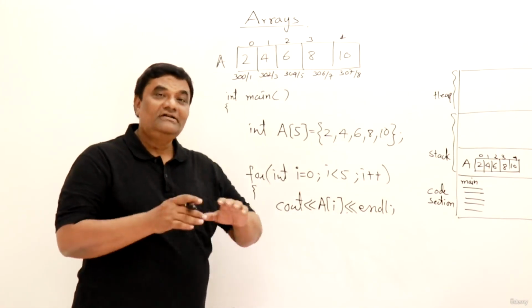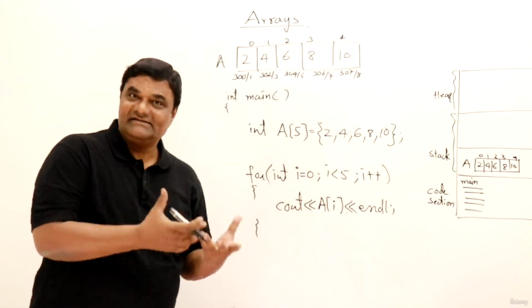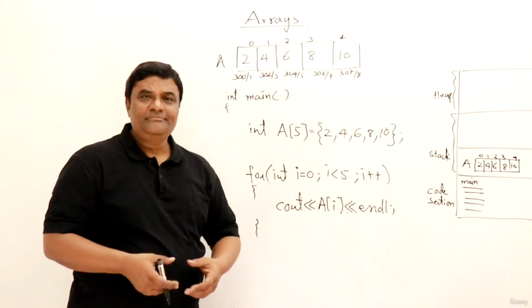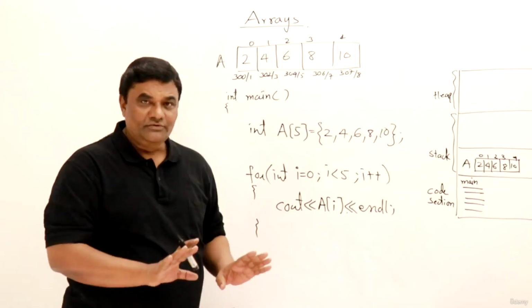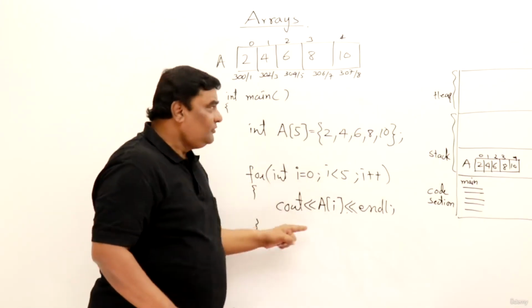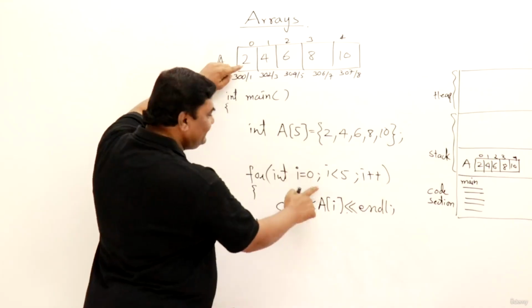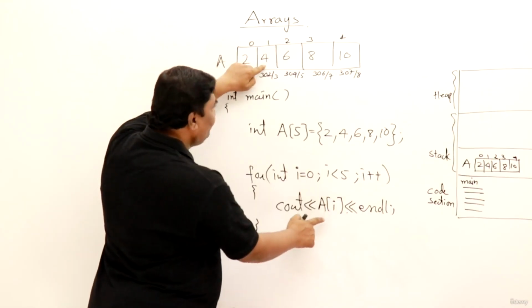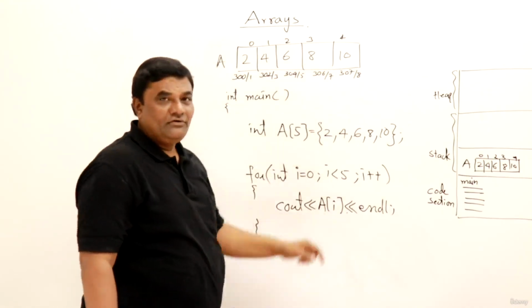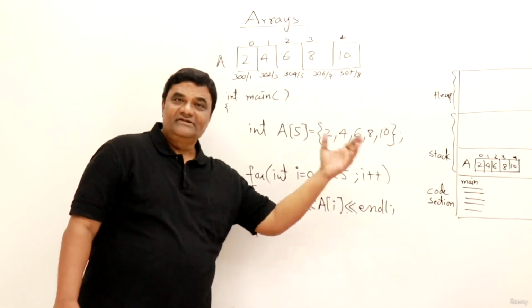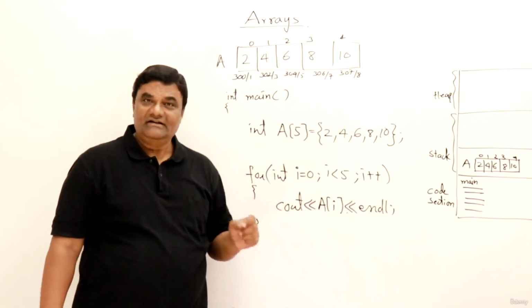So I should say all the elements of an array can be accessed. Whether you are printing them or displaying them, whatever you want, you can do it. But using a for loop, you can go to each and every element. The first time a of 0, i is 0, so it will be a of 0, then a of 1, a of 2, a of 3, a of 4.